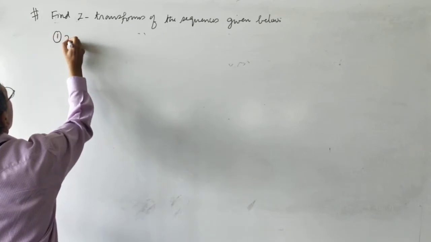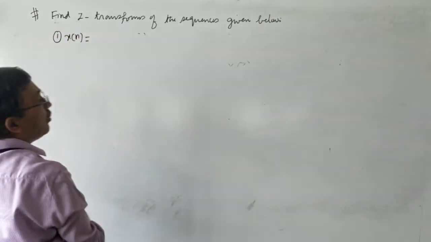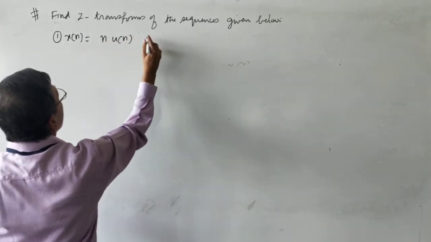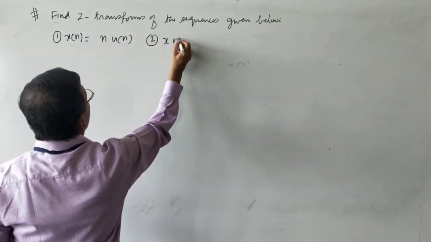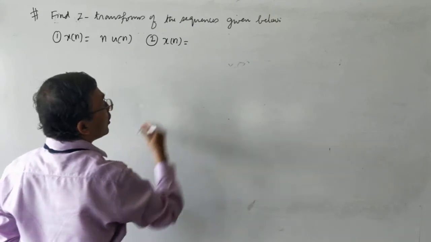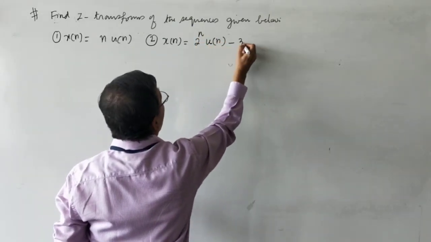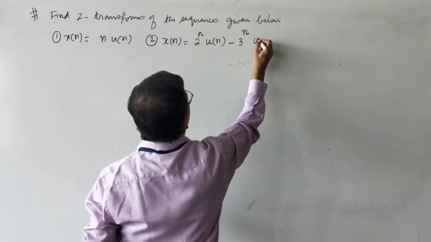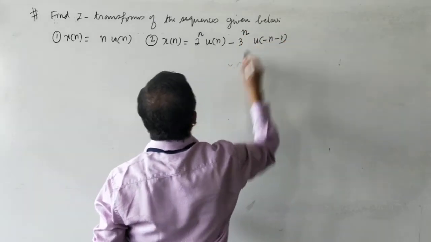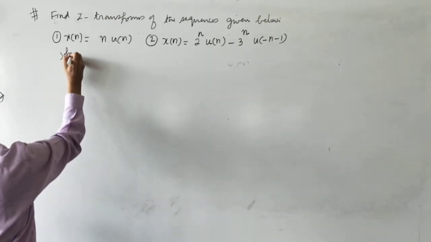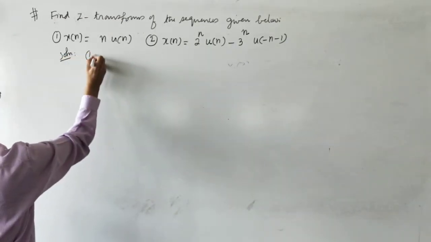First one, x of n equals n into u of n. Second one, x of n equals 2 to the power n into u of n minus 3 to the power n u of minus n minus 1. Ask the examination. Solution. First problem will do.